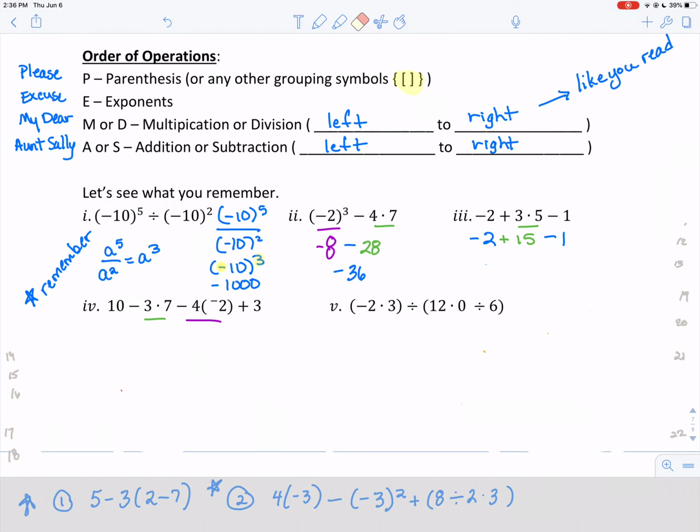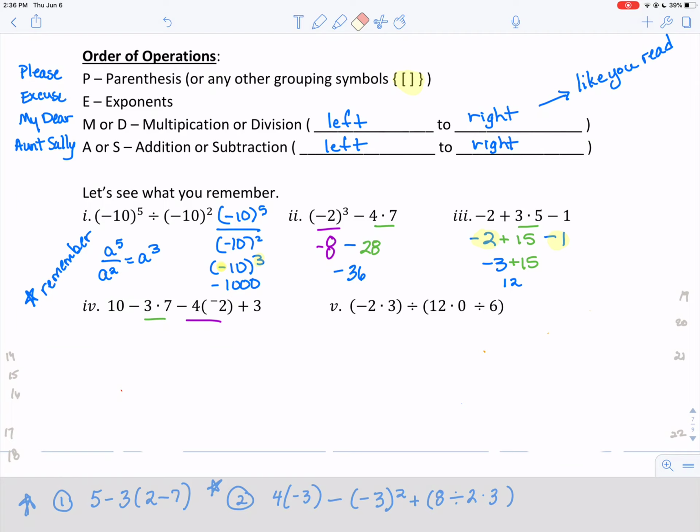But I like to put together the ones that have the same sign. So that would give me my minus 2 and my minus 1. That way I will always be adding first, and now I'm going to subtract because the signs are now different.